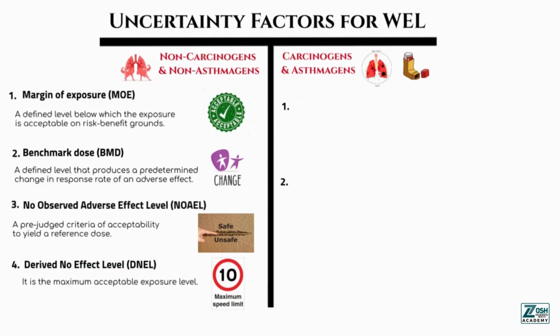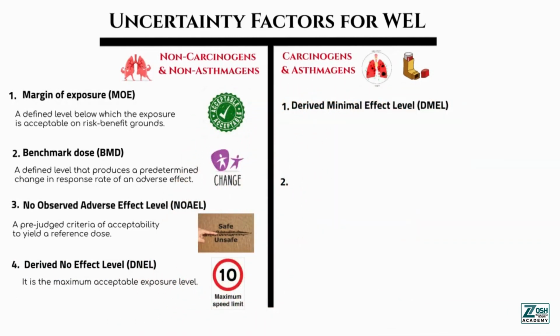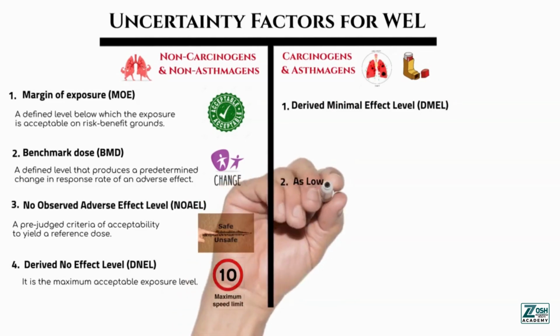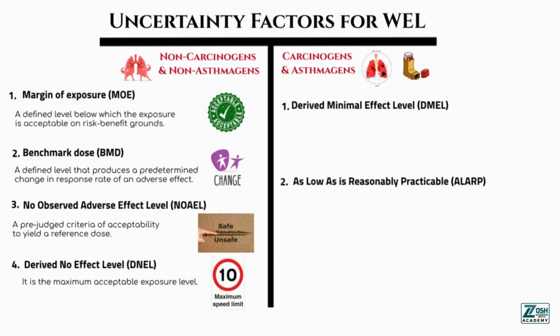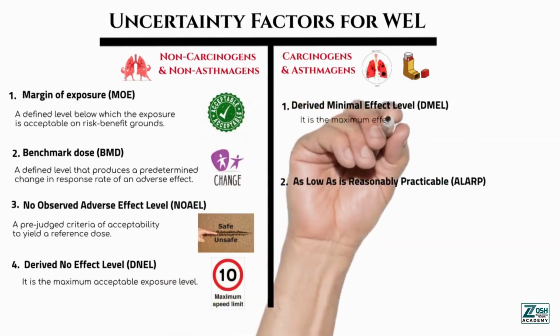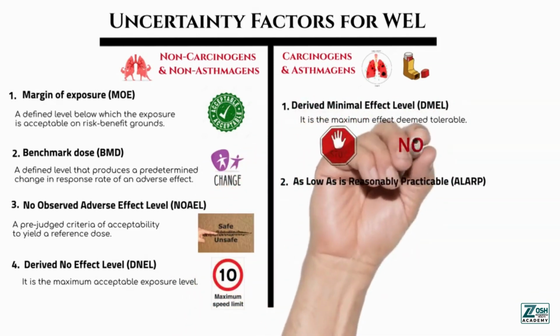For carcinogens and asthmagens, uncertainty factors include 1. Derived minimal effect level, DMEL, and 2. As low as reasonably practicable, ALARP. Derived minimal effect level is the maximum effect deemed tolerable. It is used to suggest that the substance is banned or tightly controlled.